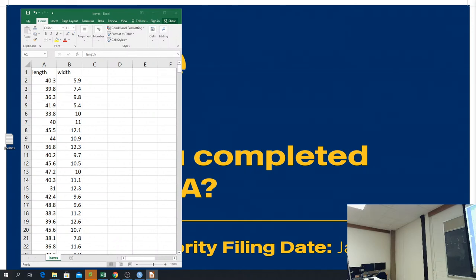Okay, all right. So where we left off, the leaves data set. We have length and width. What we wanted to do is a bootstrapped 95% confidence interval and a parametric confidence interval, so we'll do those both together. For length, we're going to do the mean, and then for width, we're going to try the variance.